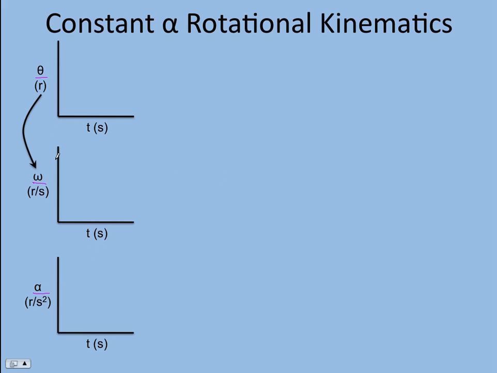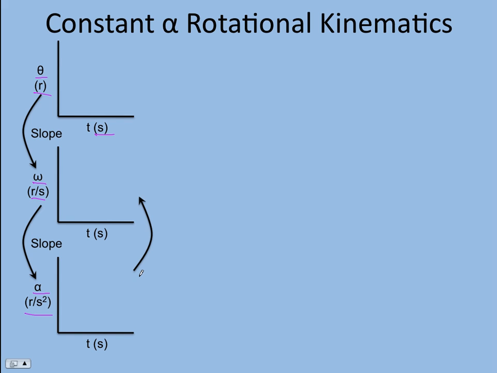And if I want to go down, I take the slope. Radians, R stands for radians here, over seconds. Y over x is radians per second. And if I take the slope, radians per second over seconds, I get the units of angular acceleration. If I'm spinning and I'm speeding up the rate of spin, the angular velocity, I have a positive alpha. If I'm spinning and slowing down, I'd have a negative alpha.